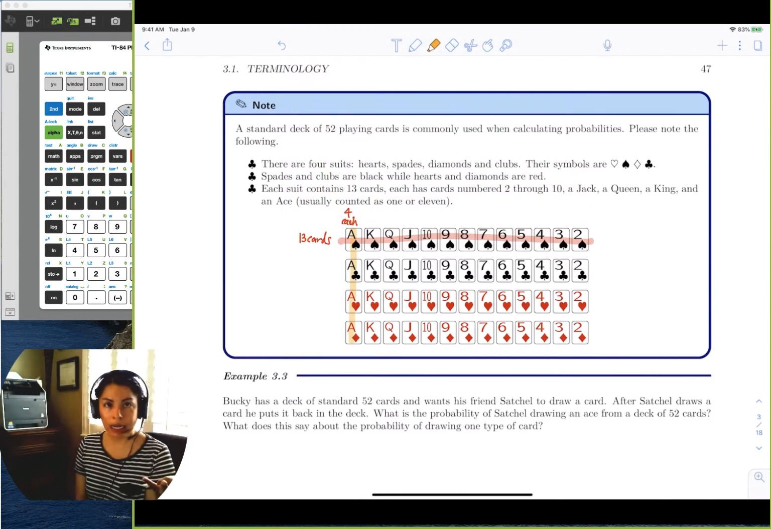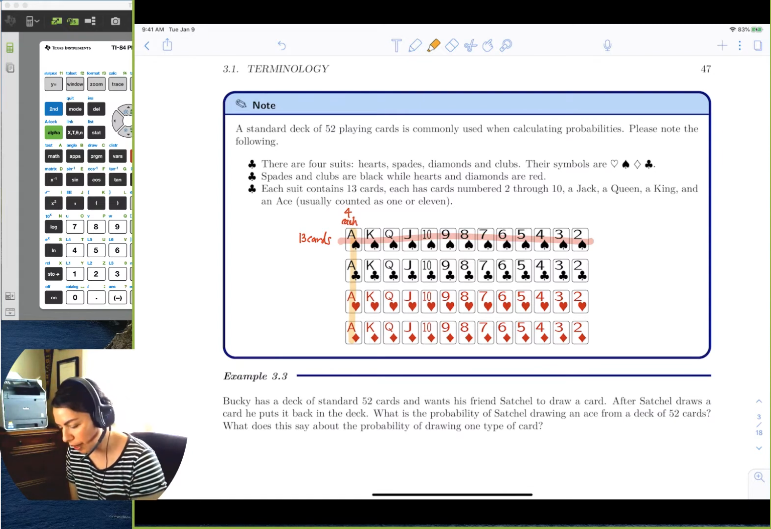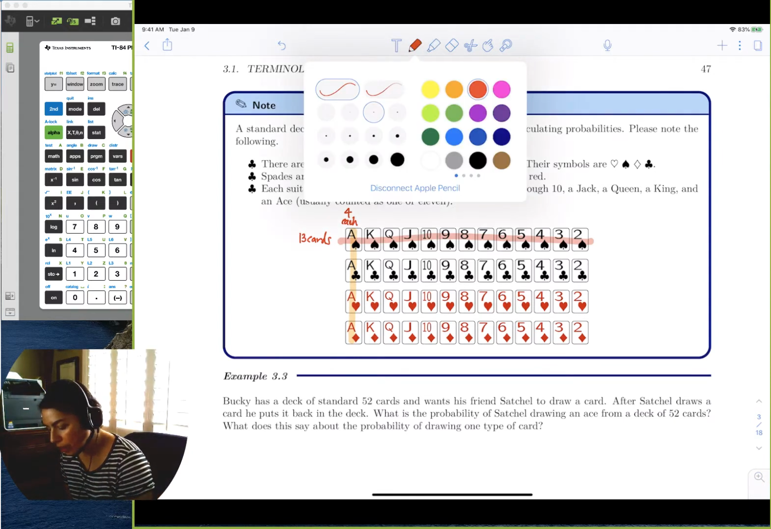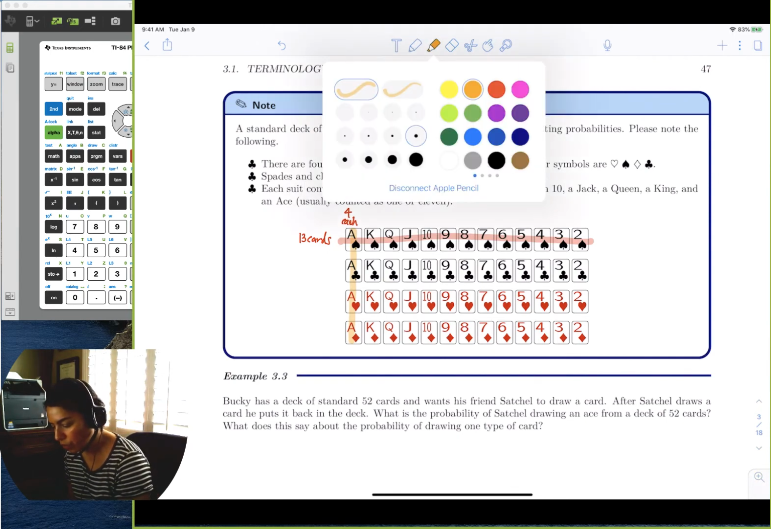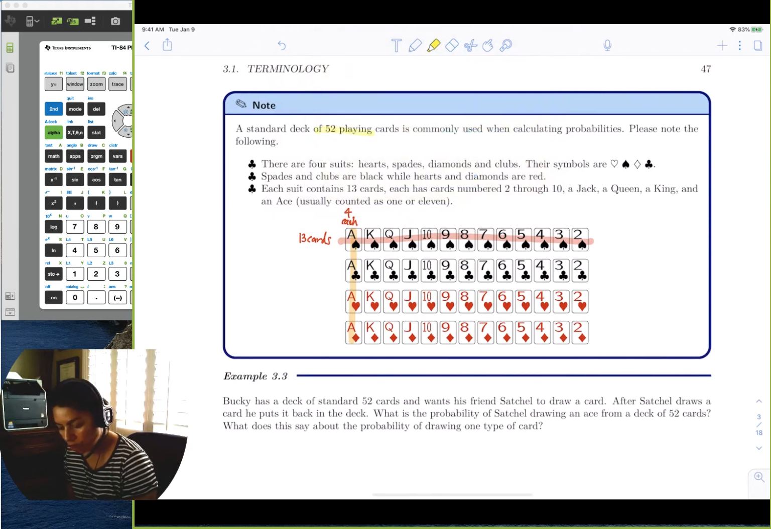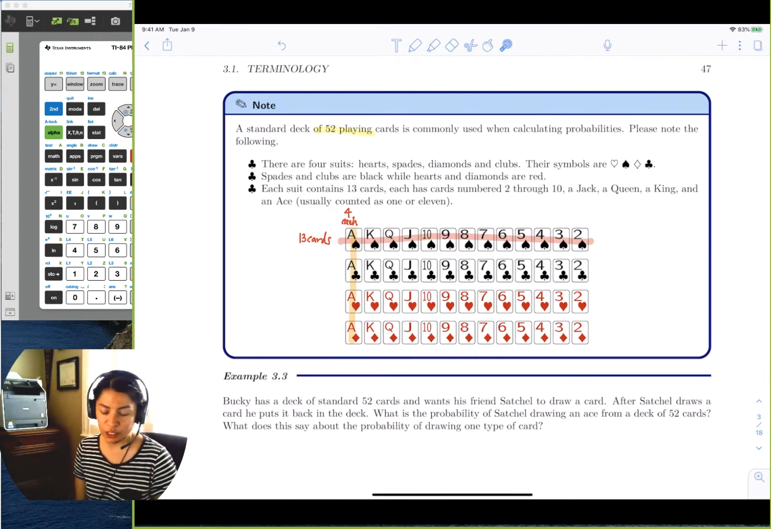So there are 4 aces, 1 of each suit, and 13 cards in each suit from ace through king. Okay, and so that's really what we need to know, because there are 52 cards in the deck, and that's how we get 52 cards. We have 13 in each suit, times 4 suits: 13 times 4 is 52.